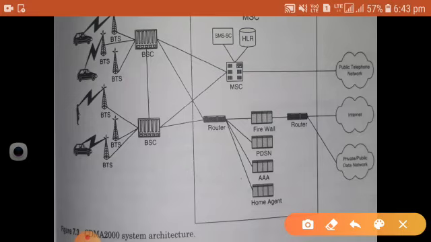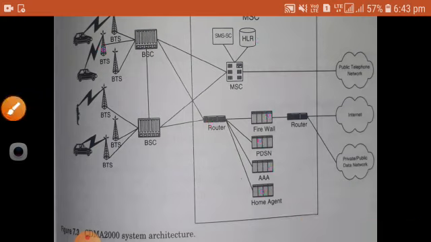So the first one is the PDSN, the second one is the AAA, the third one is the home agent, the fourth one is the router along with the firewall, the fifth one is the home location register, the sixth one is the base transceiver stations, and the last one is the base station controller. Now we are going to see them one by one in the upcoming slides.